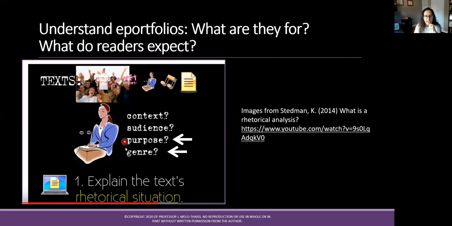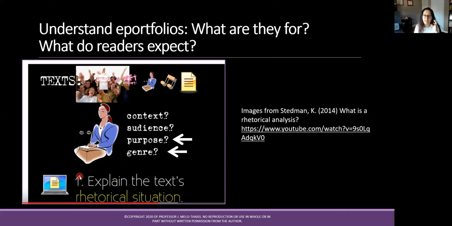So we have 4 areas. We've talked about these areas before. We're always wanting to think about what these e-portfolios are for, just like any of our documents, and what our readers expect to see there. So we think in terms of purpose, as always, and genre. What kind of genre are we writing? Who is our audience? So we want to think about explaining the rhetorical situation.